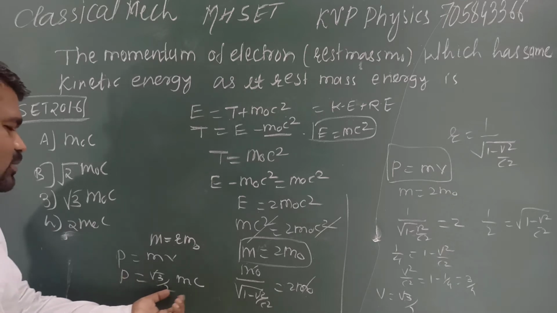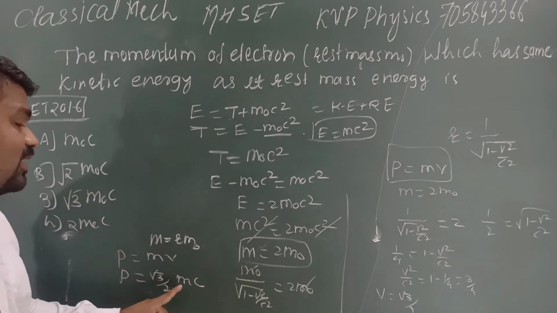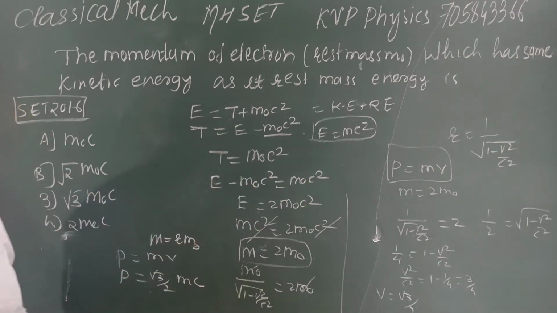Directly we can solve momentum, P is equal to this one. We can write it down, no problem. But all answers are in the form of m naught, which means this mass can be written in the form of rest mass. Then P is equal to how much?